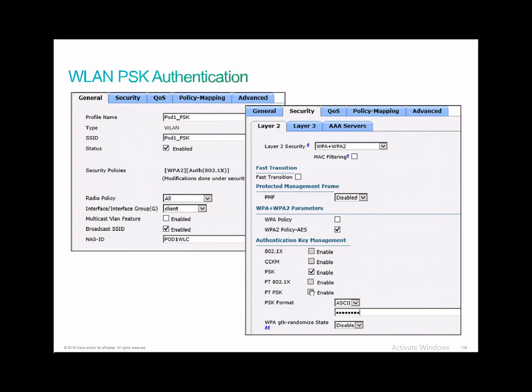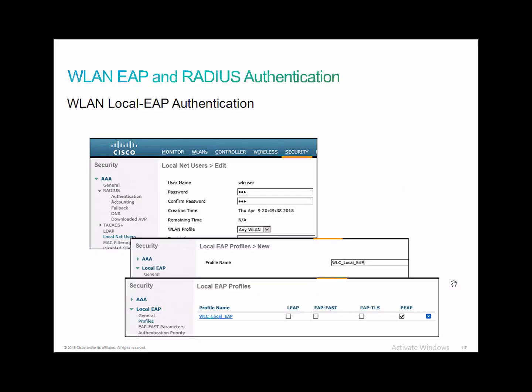For the configuration of the wireless client with the pre-shared key, all the clients just have to know what that pre-shared key is, or they have to have a profile defined in their wireless client when they connect to the network. All right. The next option that you have is to run extensible authentication with a local configuration.